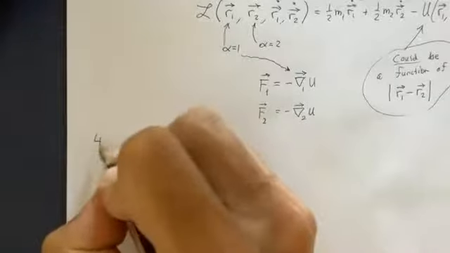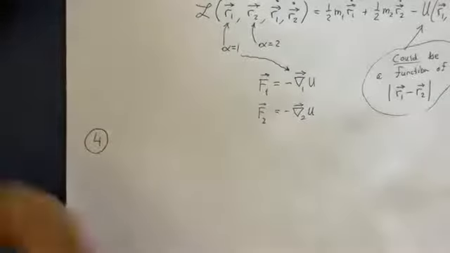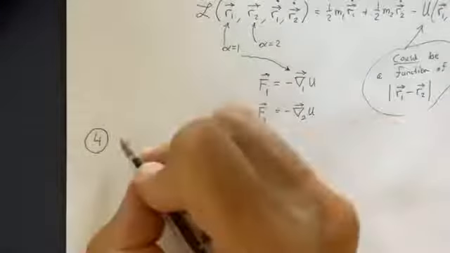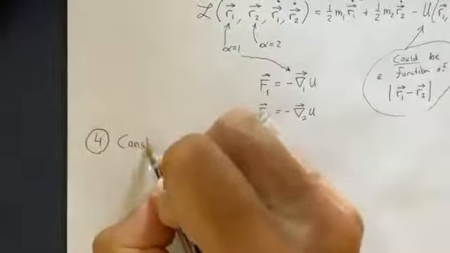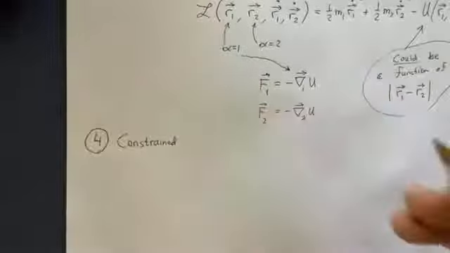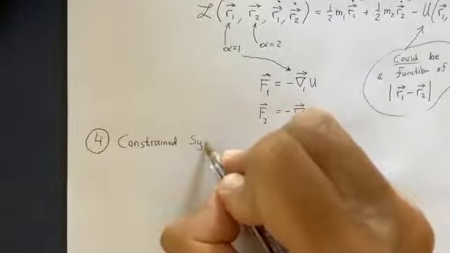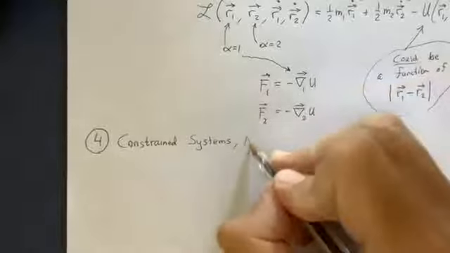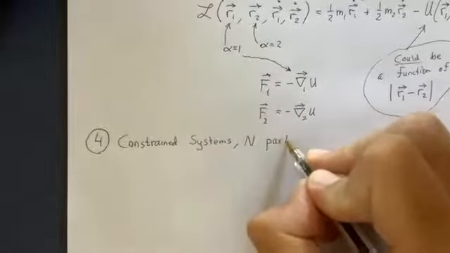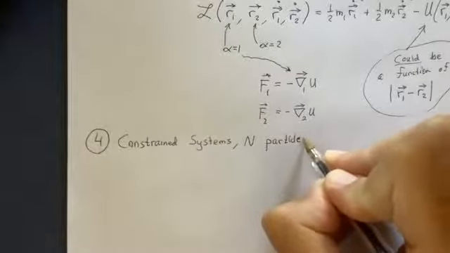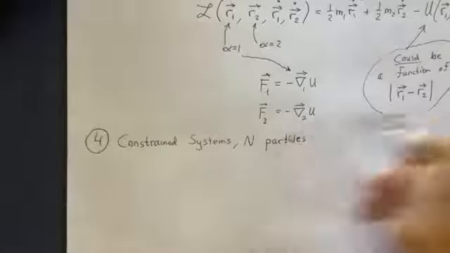And so, our next milestone, here's our fourth milestone. Constrained systems, this is kind of like the crown jewel. Constrained systems of particles. Did I say that right? Okay.